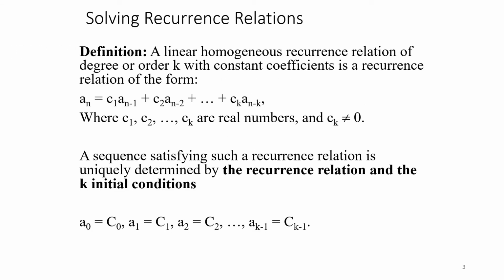A linear homogeneous recurrence relation of degree k or order k with constant coefficients will be of the form a_n equal to c1 a_(n-1) plus c2 a_(n-2) plus etc. plus ck a_(n-k), where c1, c2, c3, ck etc. are real numbers and these constants are not equal to 0. A sequence satisfying such a recurrence relation is uniquely determined by the recurrence relation and k initial conditions.